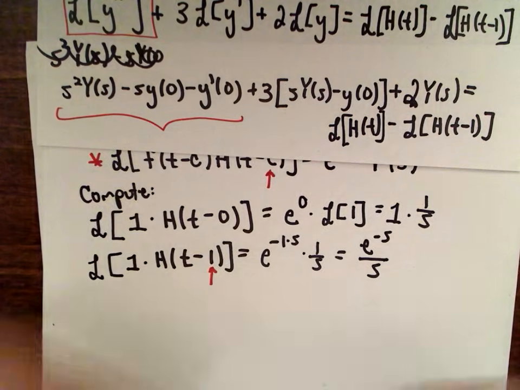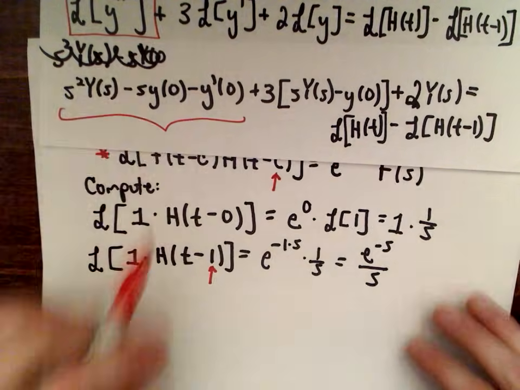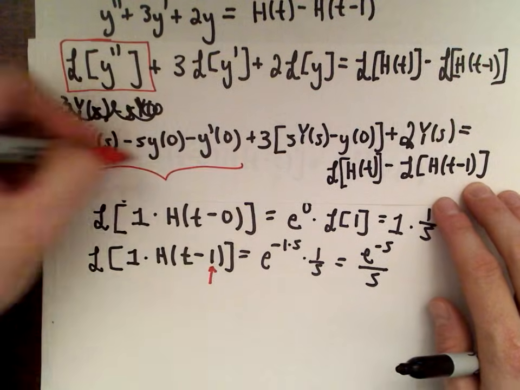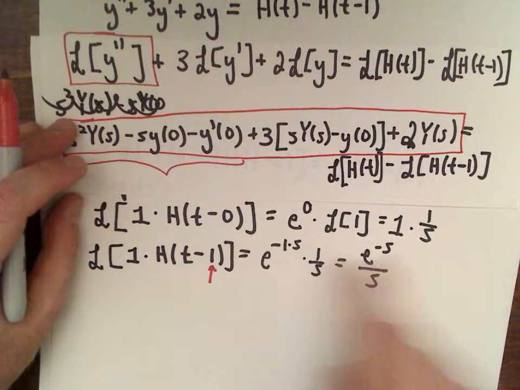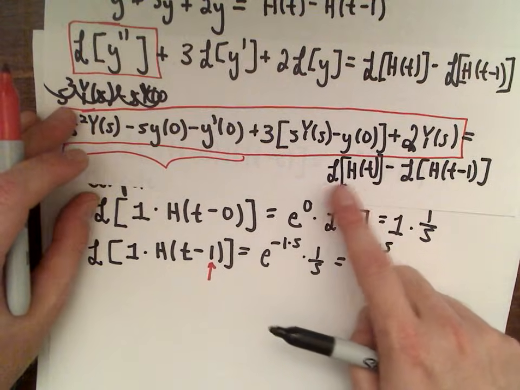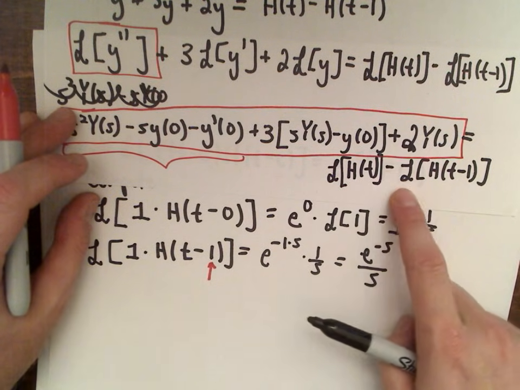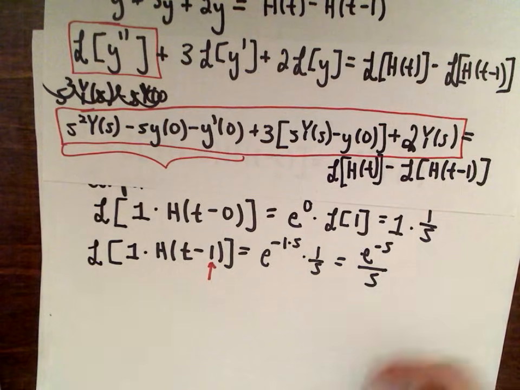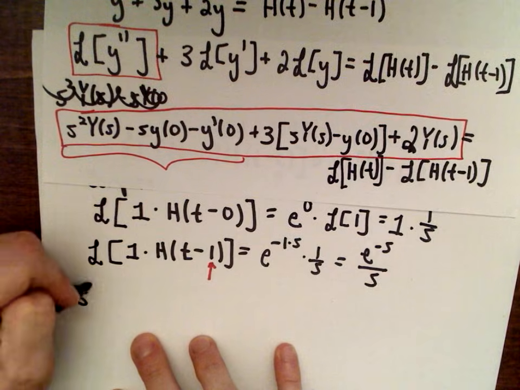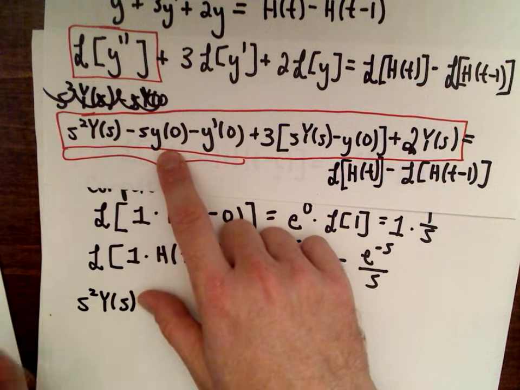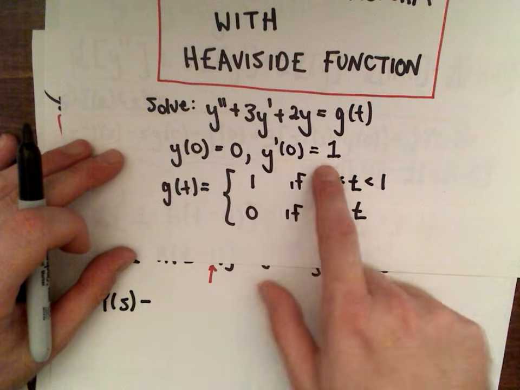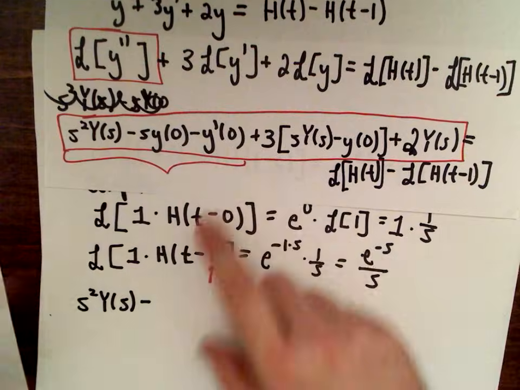All right, so I'm now going to go back. I said this one's going to be pretty long. I'm going to start simplifying the left side of my equation, and I'm also going to plug in what we just found into the right side: the Laplace transform of h of t minus the Laplace transform of h of t minus 1. Okay, so let's go back and use our initial conditions. We've got s squared capital Y of s minus, let's see, we said that y of 0 was equal to 0, and y prime of 0 is equal to 1. So I'm going to substitute those in.